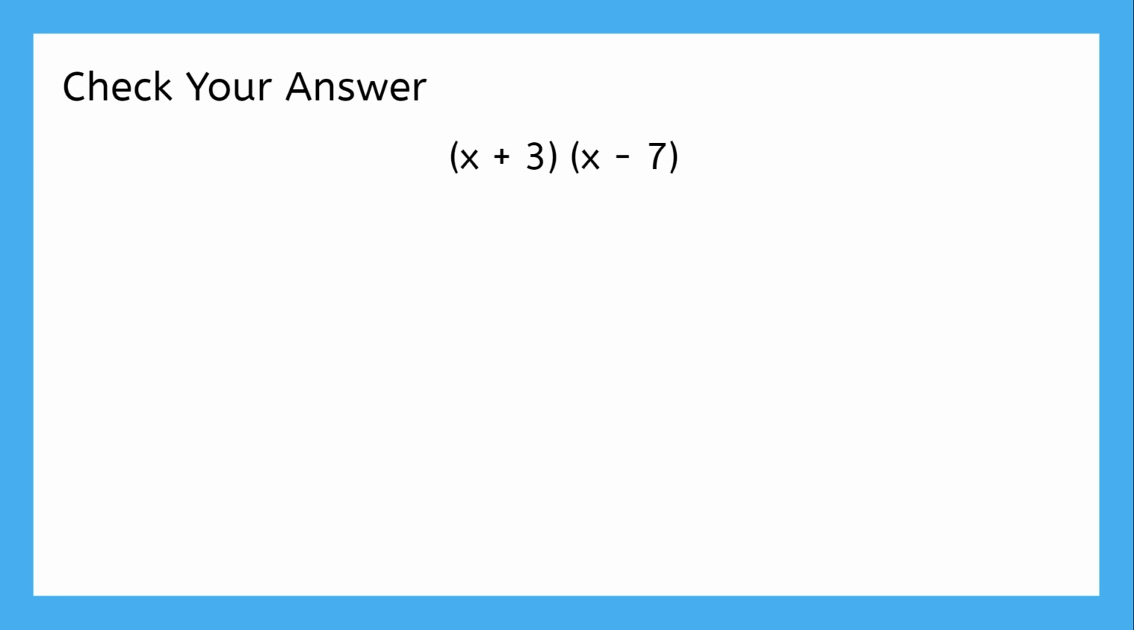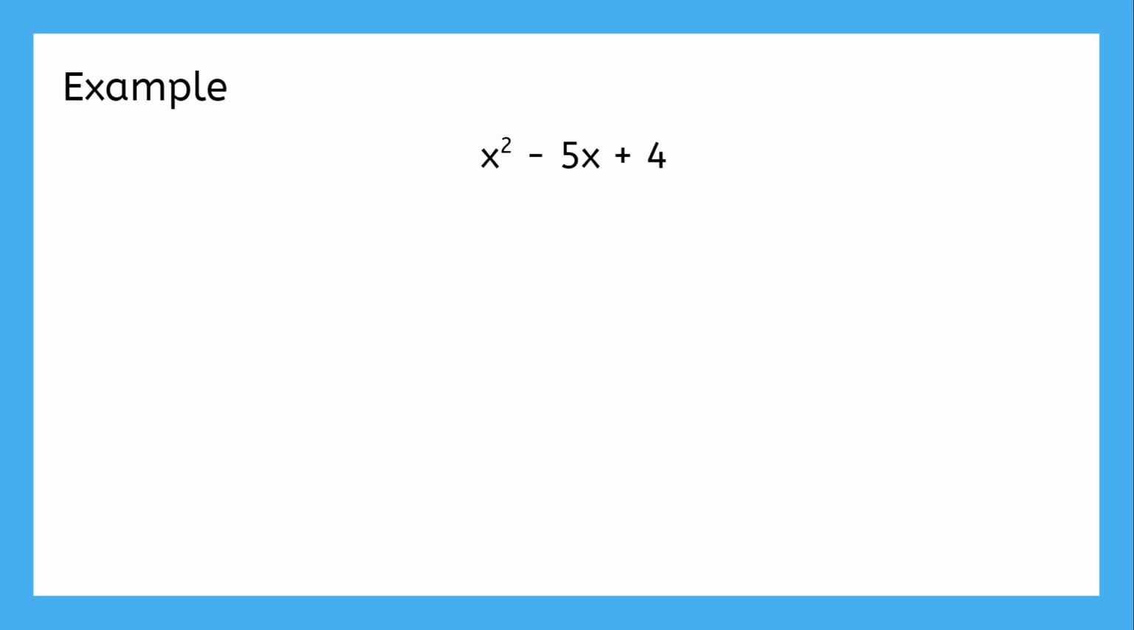Just like before, it's important to know how to check your answer. Luckily, with all factoring, you can check your answer the same way. Redistribute and see if you get back to where you started. x squared minus 7x plus 3x minus 21. Negative 7x and 3x combine to make negative 4x, and look at that. We got the quadratic function we started with, meaning our factors were correct.